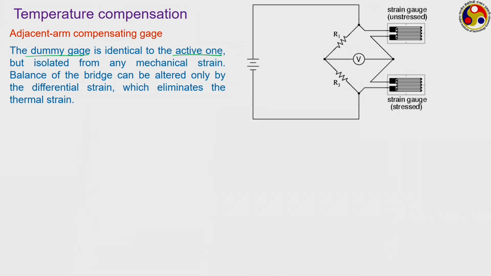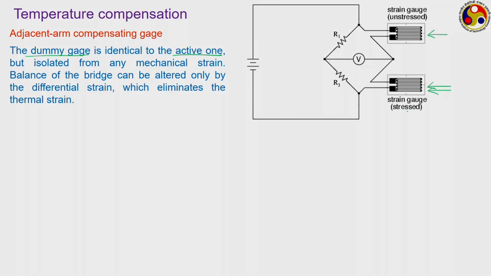Then what will happen? This is the dummy gauge and this is the active gauge. The dummy gauge is sensing some stress, but only because of the temperature, whereas the active gauge is sensing stress because of both, that is, the mechanical stress plus the thermal stress. Accordingly, we can eliminate the thermal stress by comparing these two.